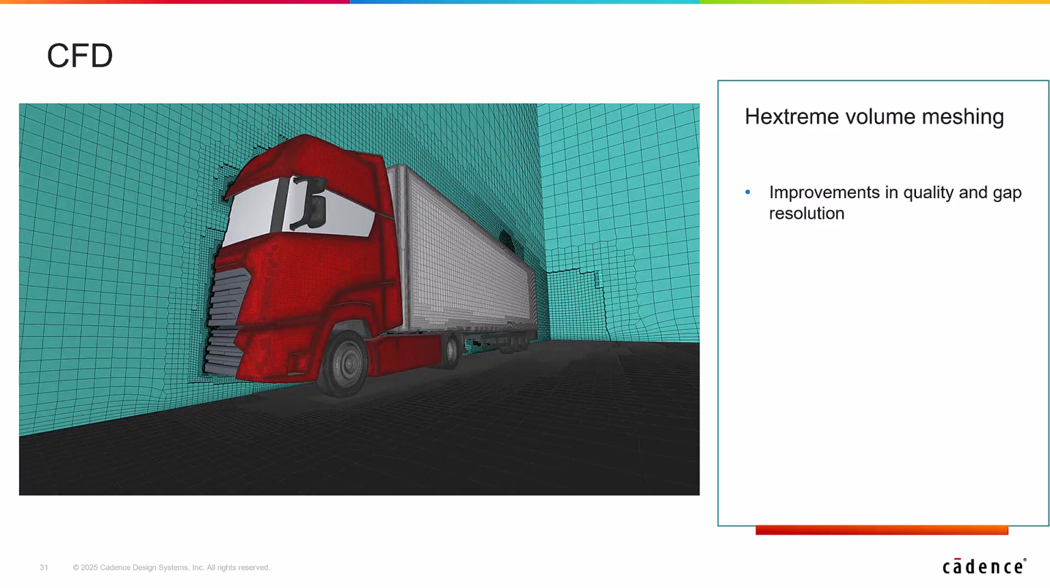Users can now choose between high or low resolution in gaps, allowing either better feature capturing with more elements or fewer elements with faster results. Layer generation offers more controls, providing greater flexibility. Finally, users can define the quality criteria to be respected during Hexstream execution.